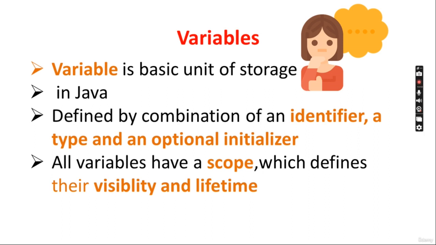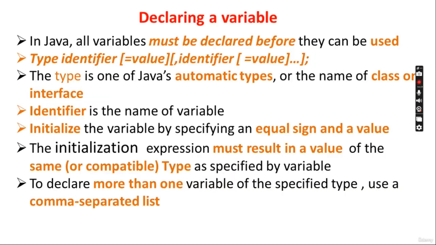All variables have scope, which defines their visibility and lifetime. We will see scope in detail in the future, but for now, scope is defined by opening and closing curly braces. Everything written inside the opening and closing curly braces is the scope of that variable. So whenever you declare a variable inside opening and closing braces, the scope will be inside that particular block.